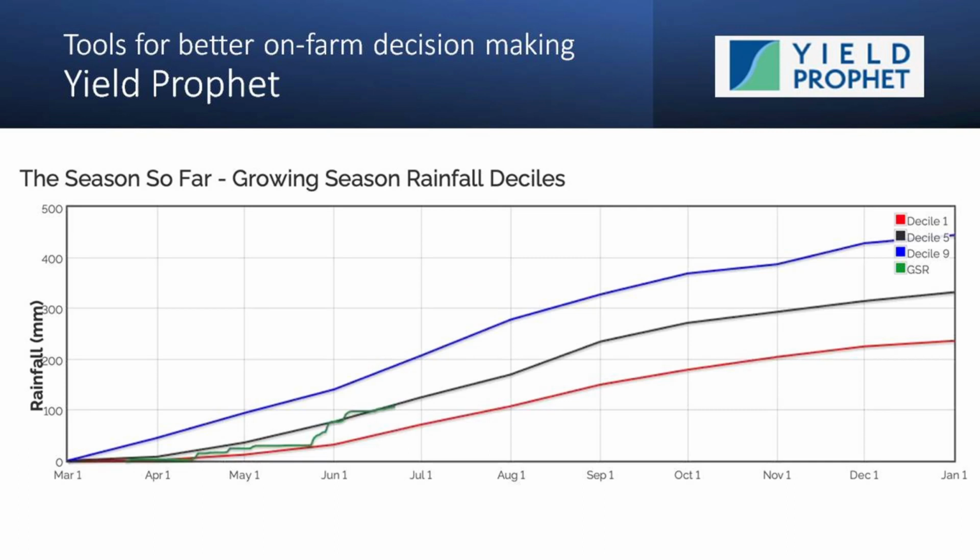The red line indicates a decile 1 rainfall, which is the lowest. The blue line indicates a decile 9 rainfall, which is the highest, and the black line running up through the middle indicates the decile 5, which is the median. Here we can see the growing season rainfall to date tracking very closely to the median.